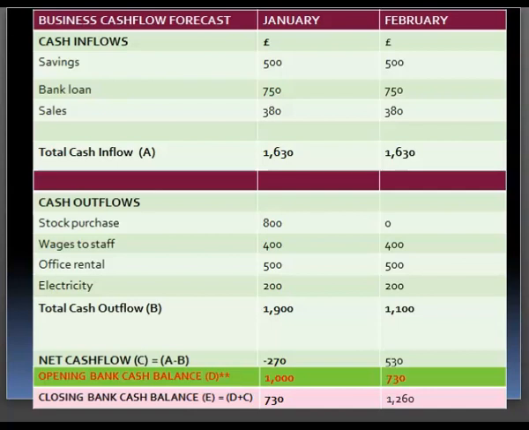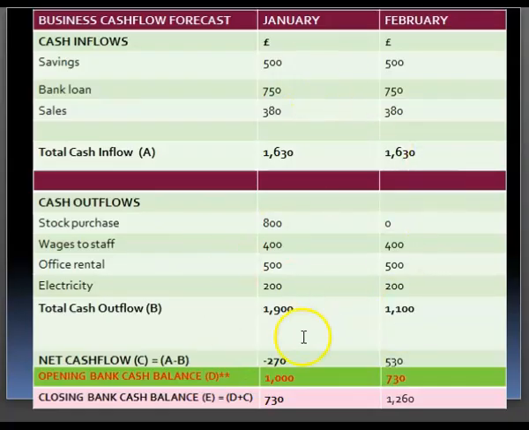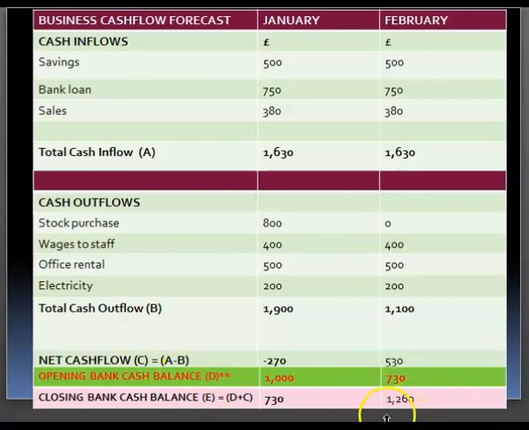All right. So Becky, now that I've shown you how to calculate cash inflow, cash outflow, and the cash forecast, I'm now going to teach you how to interpret all those figures. Now, this is for Peter and Sue. We've done this for Peter and Sue for January and February, remember? Now we're going to interpret what these figures mean to them, okay?